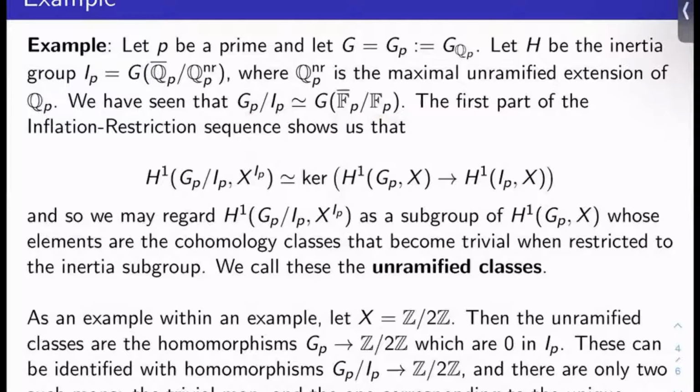And so what does the first part of the inflation restriction sequence show? It shows that H1 of G_P mod I_P, X to the I_P is isomorphic to the kernel of the map from H1 of G_P, X to H1 of I_P, X.